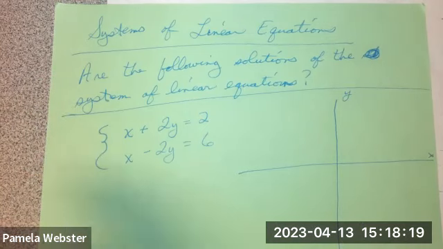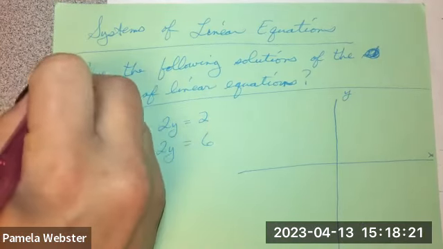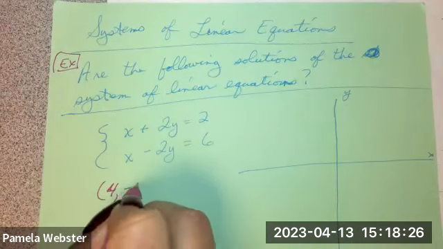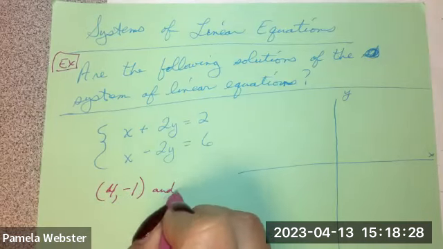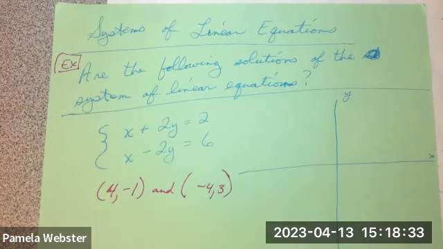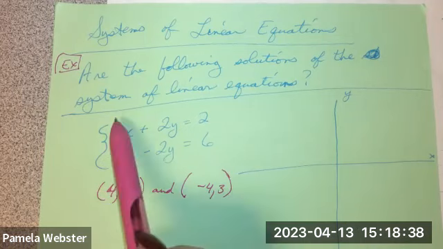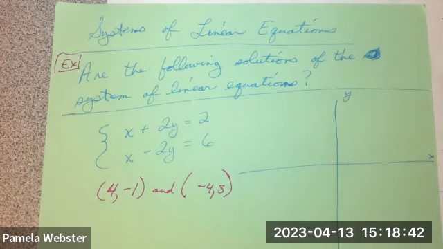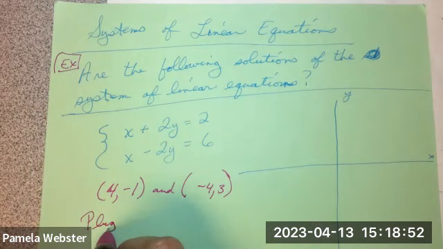In this example, they give me 2 points. One is (4, -1), and the other is (-4, 3). The idea is I've got an equation here, and an equation here, and they're going to somehow work together, or we're going to see if they cross or if they overlap or whatever. The only way for me to check is to actually plug in your points.